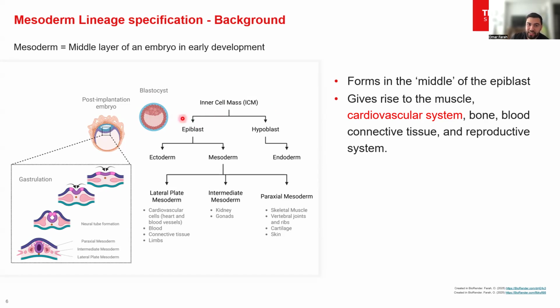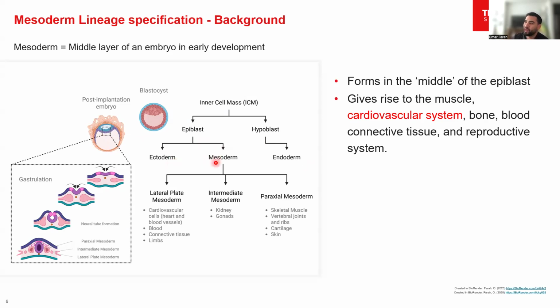Now, as the embryo implants into the uterine wall and starts to invade into the maternal bed, the inner cell mass actually further specifies into 2 different subgroups of cells: the hypoblast, which is the cells in the darker color at the bottom here, and the epiblast. The hypoblast will eventually give rise to your endoderm lineage, while the epiblast will give rise to the ectoderm and mesoderm lineages.